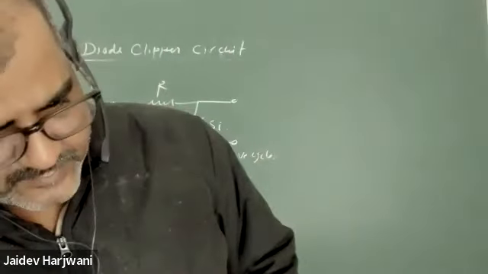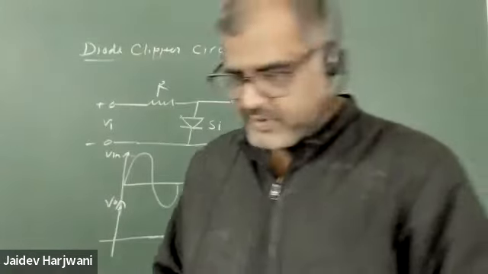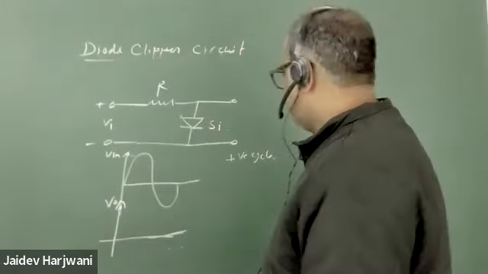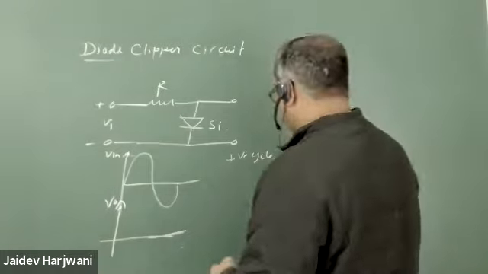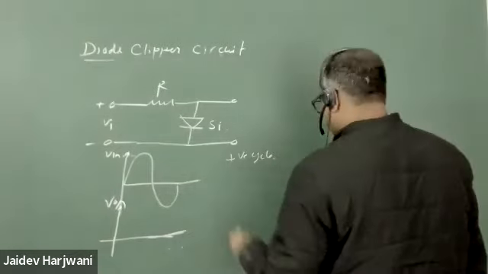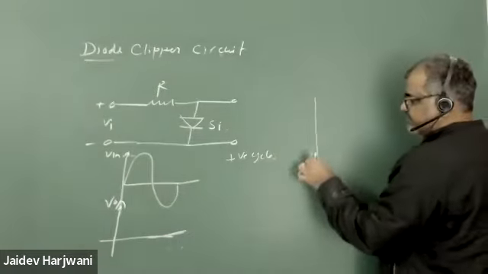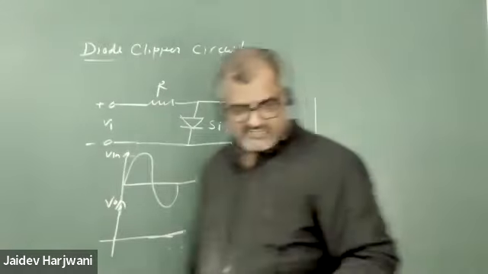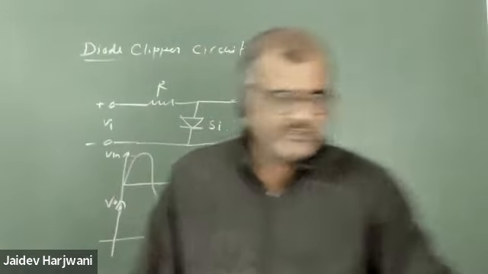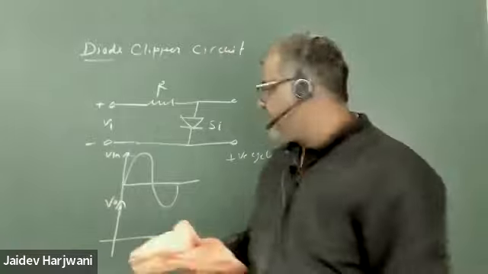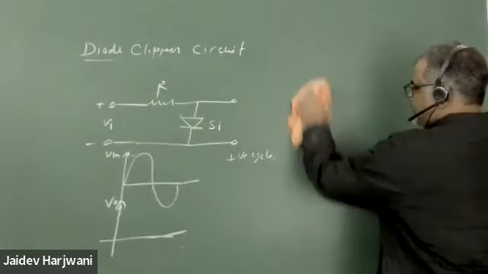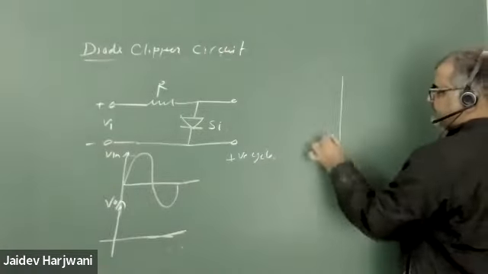Sir, anyone? Will we take 0.7 volt here? Yes, 0.7. Okay. So before I plot this one, let me plot this one. Okay, transfer curve. Once you know the transfer curve, it becomes easy. You can plot for any type of function. Let me plot this for a transfer function.